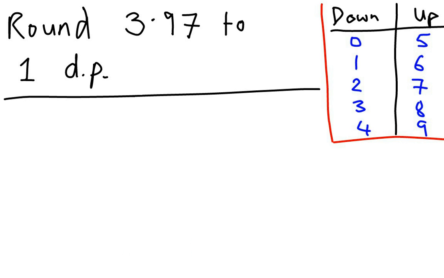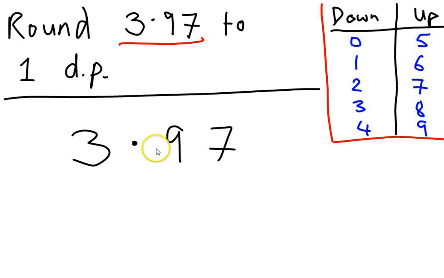Okay, so our final example is asking us to round 3.97 to the nearest one decimal place. So as always, I'm going to start off by writing 3.97, and it's asked us to round to one decimal place, so we need to put a red line down after the first decimal place. Okay, now we're going to look at this number 7, and that 7 comes in the up column, so we're actually going to round 3.97 up to the nearest one decimal place.